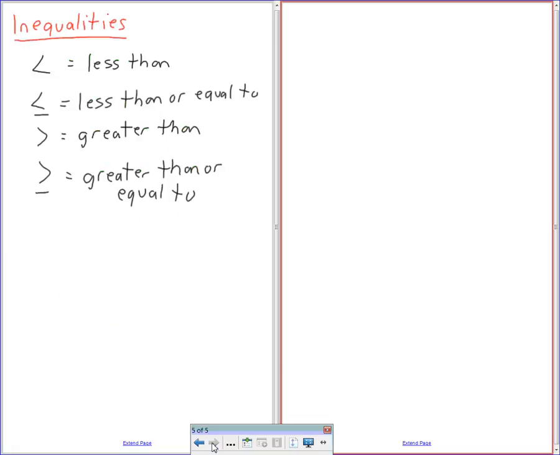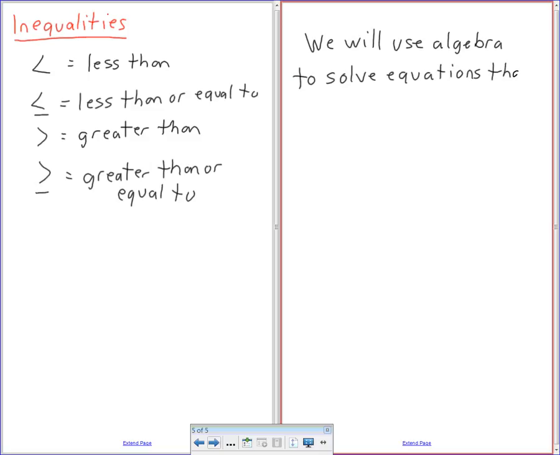Okay, let's start, please. So these are the 4 signs. You've seen these before a lot, domain and range. What we're going to do today is we're going to use algebra. We will use algebra to solve equations that have multiple solutions.